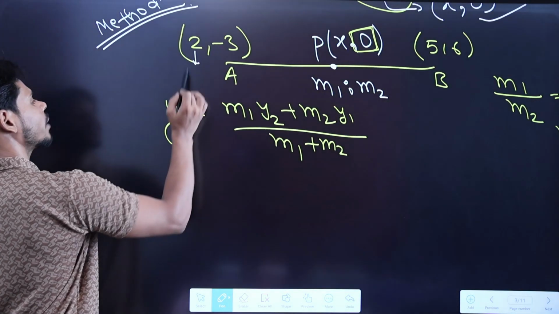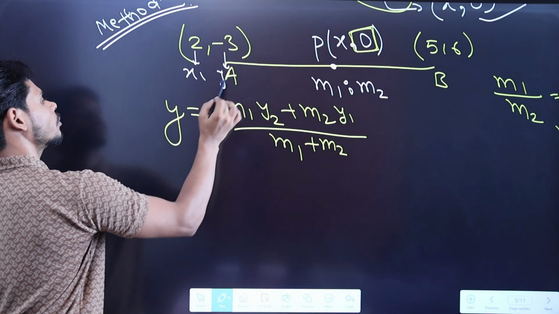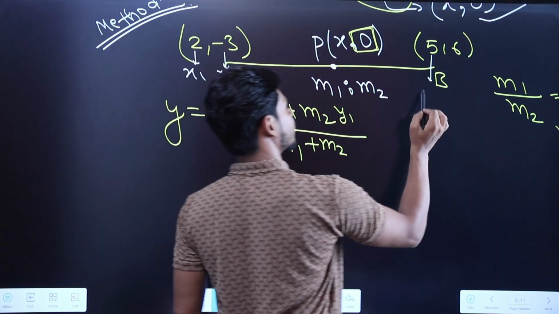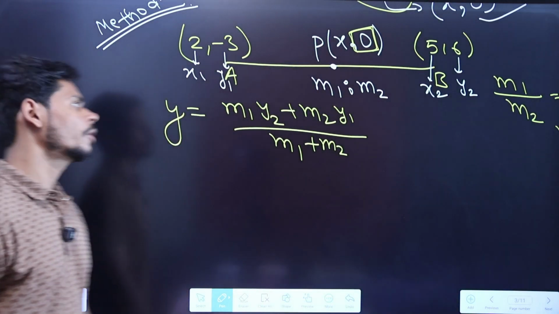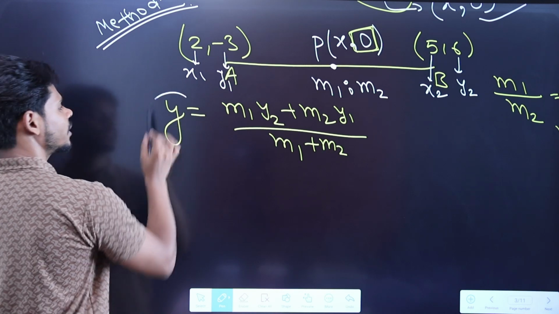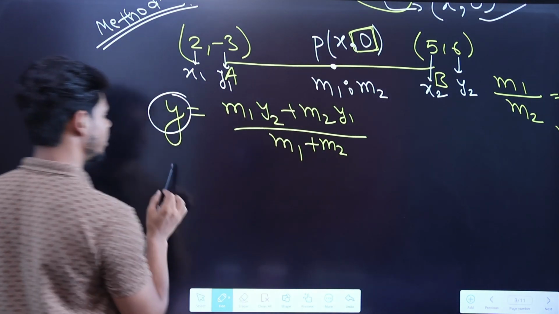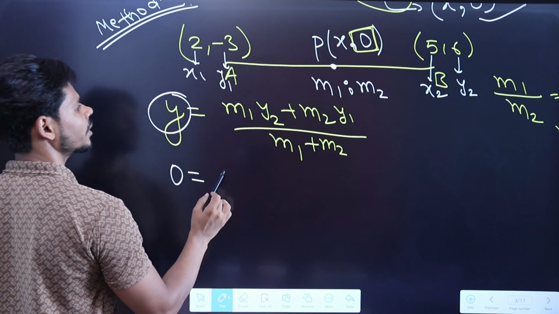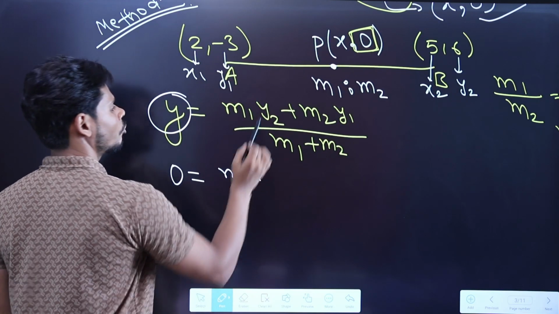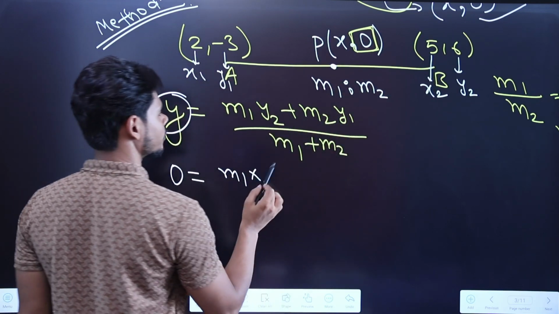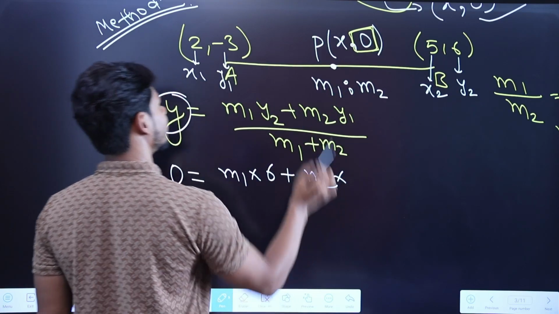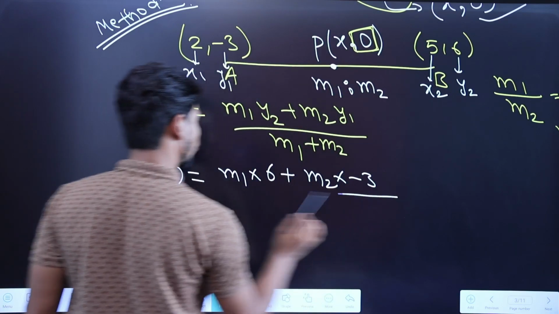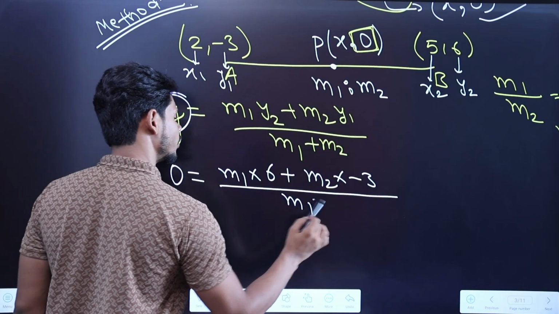So this is your x1 and this is your y1. This is your x2 and this is your y2. Now if you see this y, we already know this value is 0, is equal to m1 times y2, which is 6, plus m2 times y1, which is negative 3, whole divided by m1 plus m2.